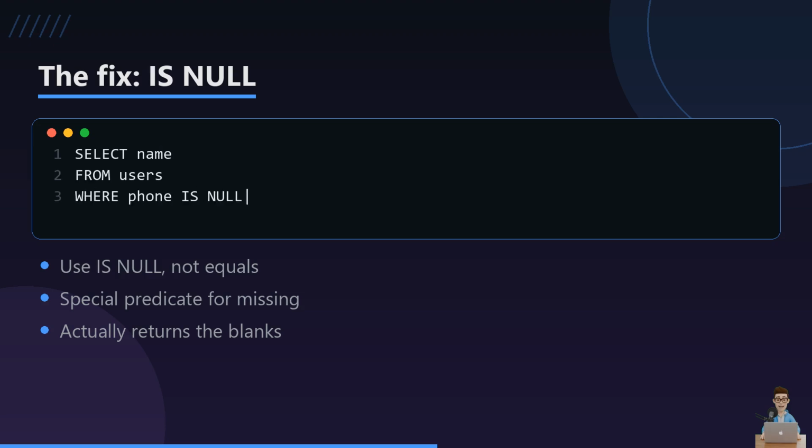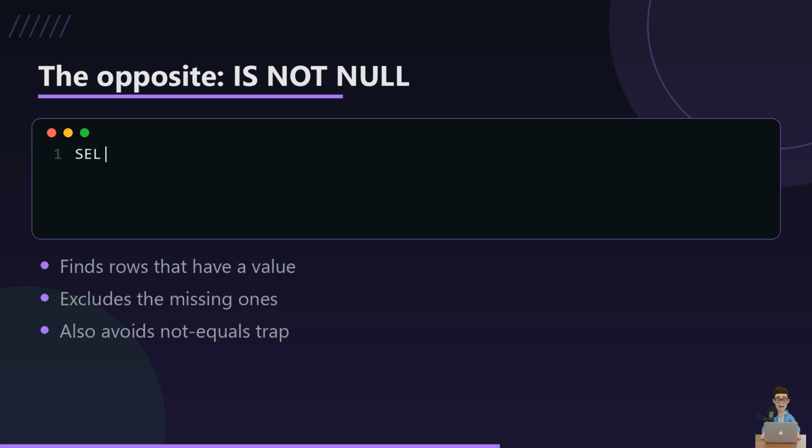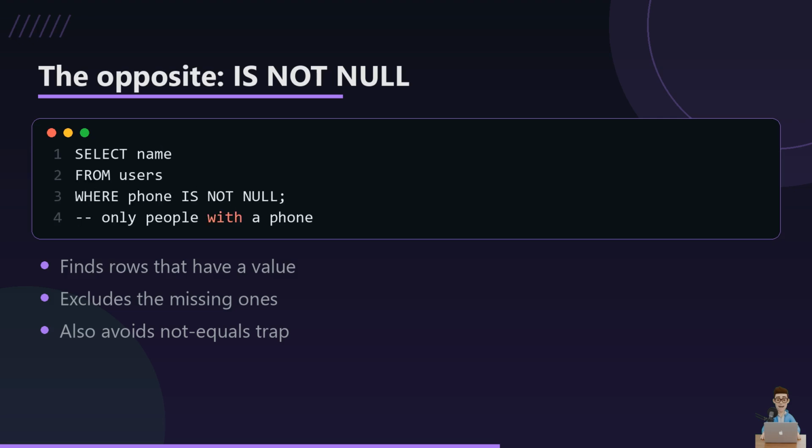So here's the correct spell. IS NULL is a special predicate built just for this job, and it gives a real true or false instead of unknown. Now the rows with the missing phone actually show up. Clean. When you want the flip side, only the folks who do have a phone, you reach for IS NOT NULL. And just like before, don't try not equals NULL because that falls into the same unknown hole. In short, IS NULL and IS NOT NULL are your only two tools here.